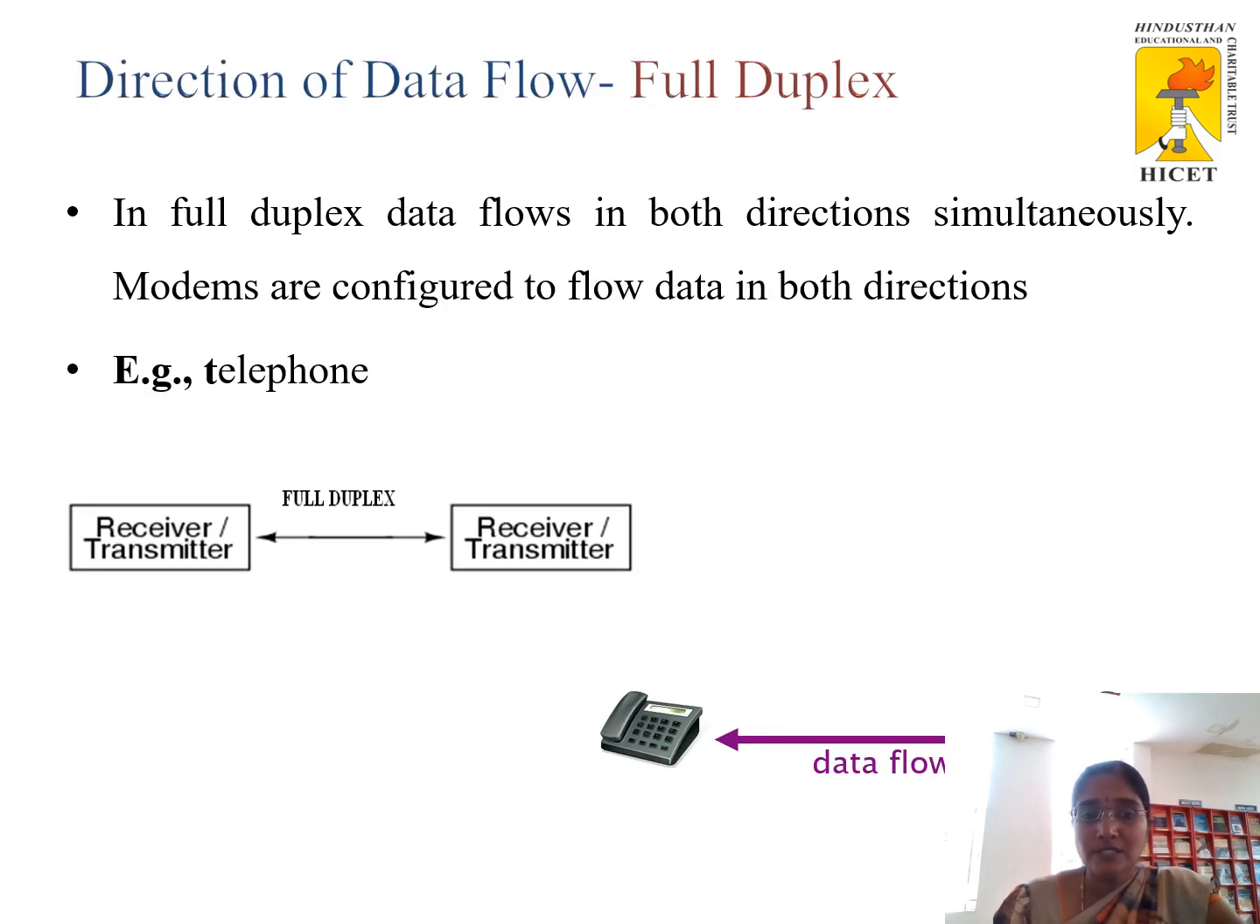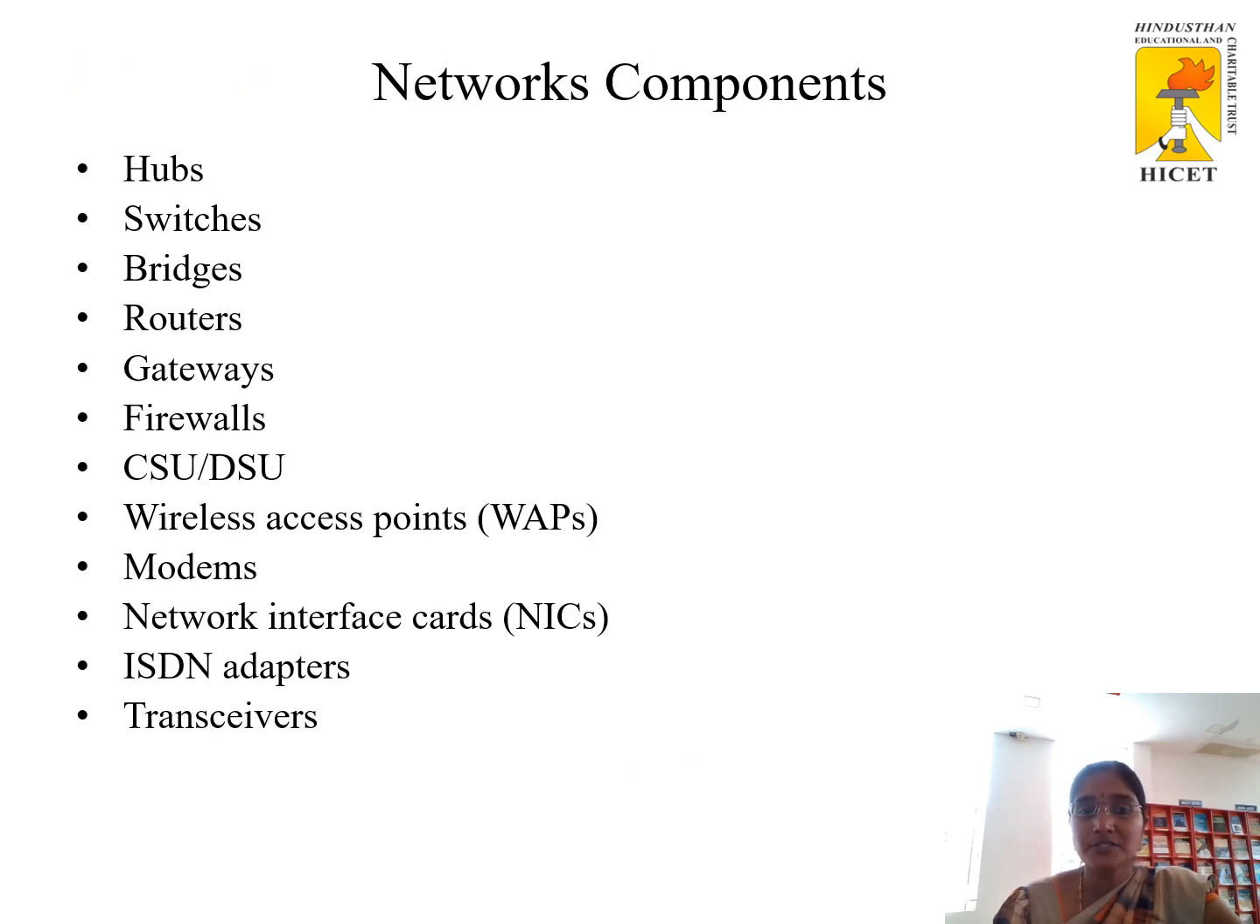Full duplex means data flows in both directions simultaneously. It's like talking on a telephone. You can talk and the receiver can also talk simultaneously, so you can understand what communication is happening. So these are the directions in which data can flow: simplex, half duplex and full duplex.